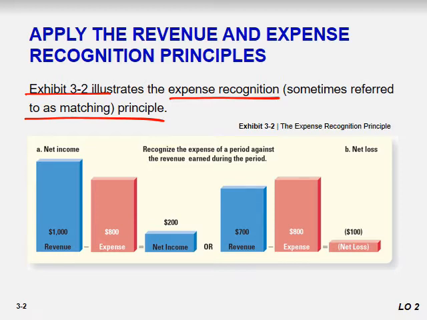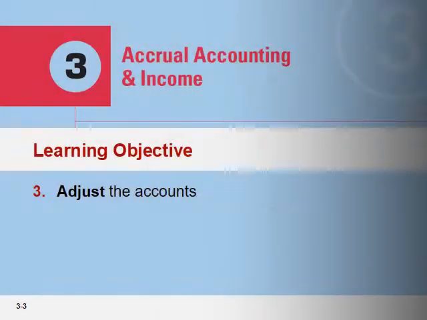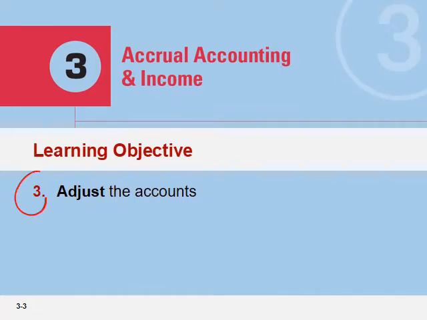So we have revenue 1000, we have expenses 800, so 200 is our income. So what is the loss situation? When we have revenue 700, expenses 800, net loss is 100, right? Now here's the big deal, our third learning objective, that is adjust the accounts. So let's explore that.